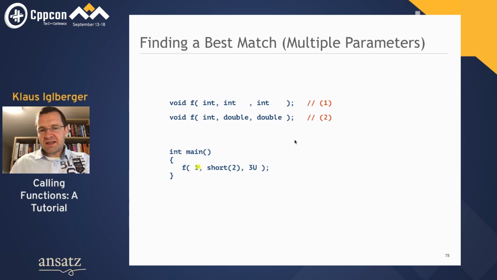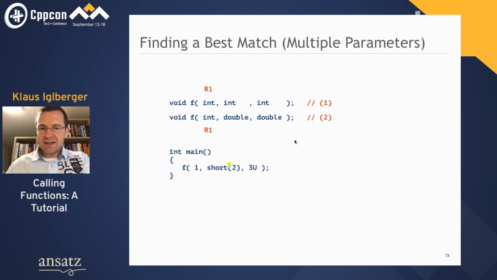Now, I admit that this is a little artificial and probably will not appear in real code in this form, but it definitely explains what is happening. I'm passing an integer, a short, and an unsigned integer. The first argument, the integer, is actually a rank 1 for both functions. At this point, I cannot make a decision.